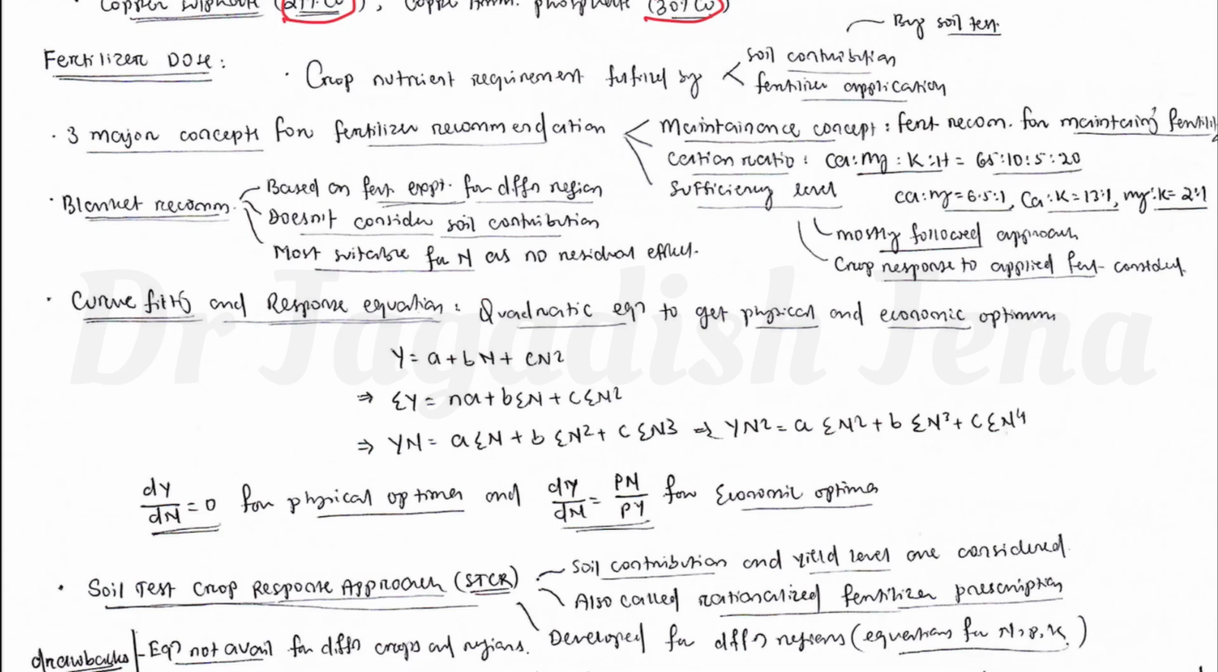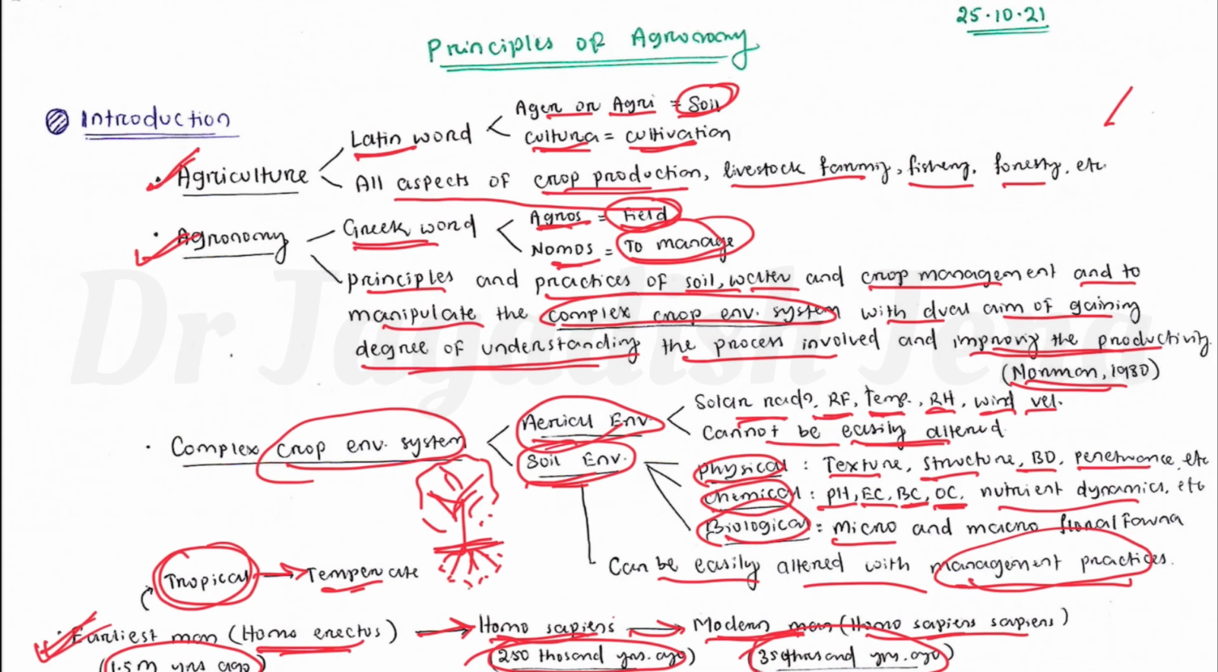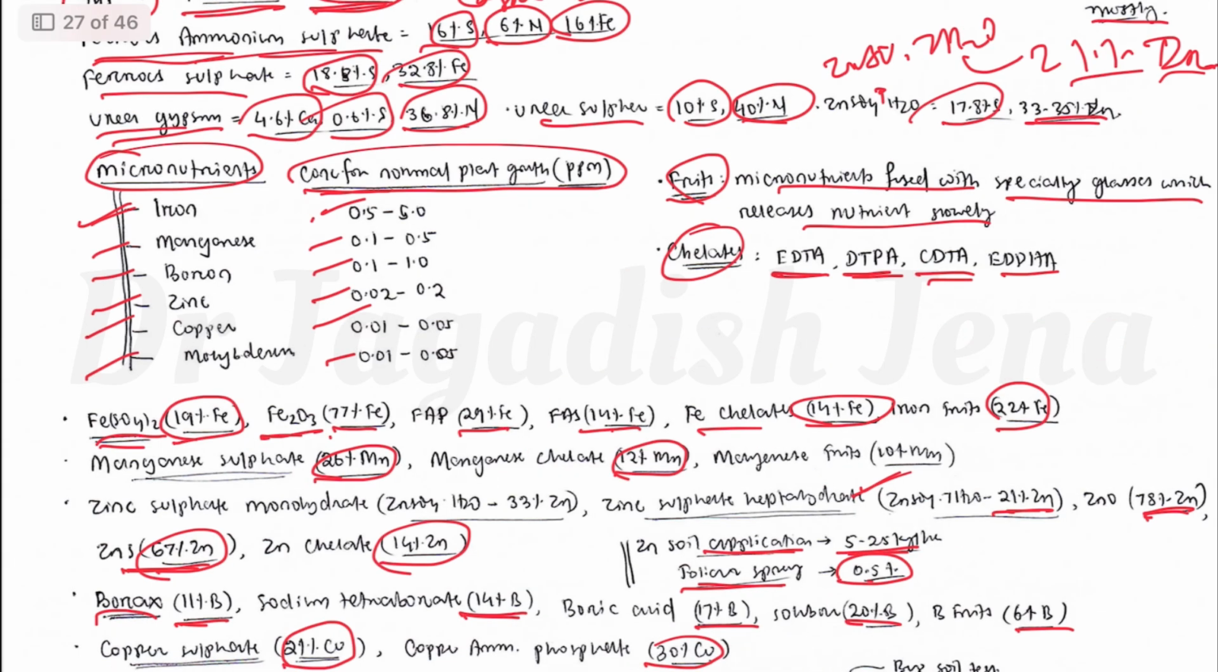So first one is fertilizer dose. Okay, so I think some problem is there. Yeah, let me just drag into the topic. So today we are going to discuss different approaches of fertilizer application in the crop.